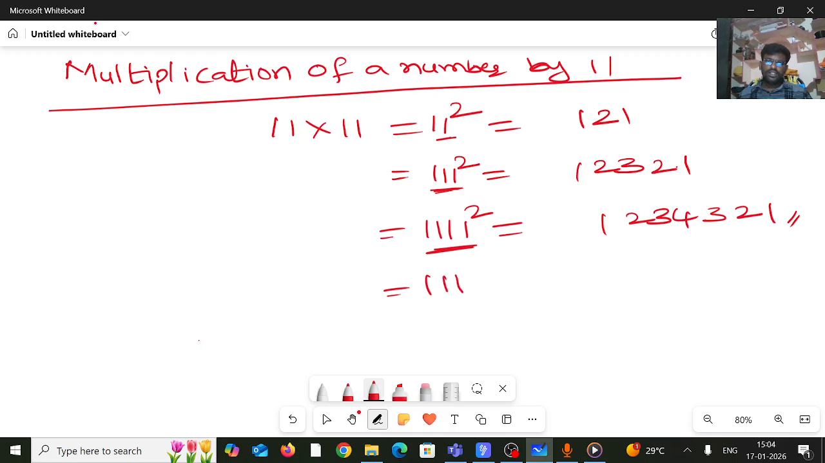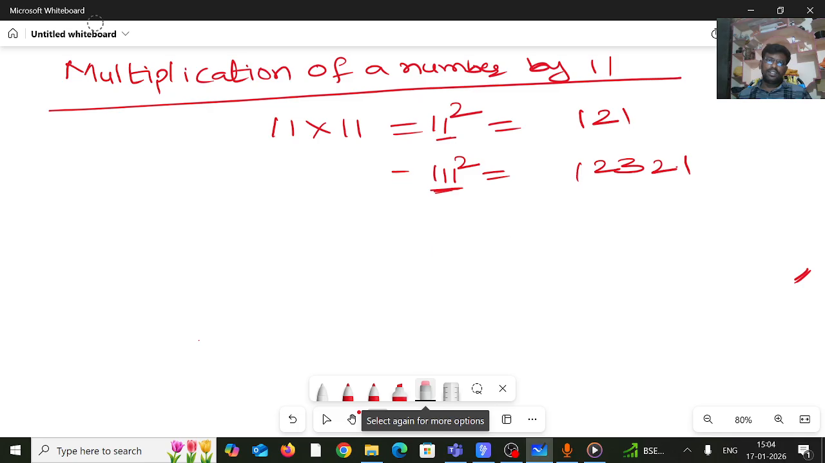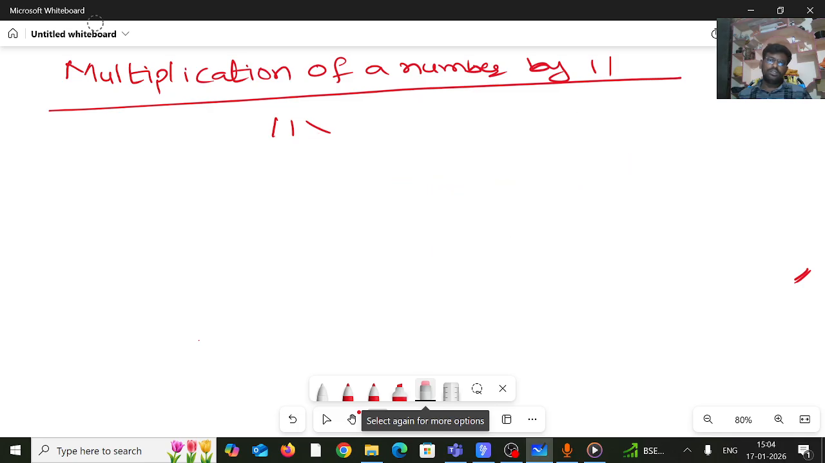And 1, 1, 1, 1 square. 2, 3, 4, 5 ones are there, right? 5 in the middle. 4, 3, 2, 1, and again in decreasing order 4, 3, 2, 1. This is one trick when you are multiplying a number of ones with the number of ones. And I will explain how to multiply a number by 11.